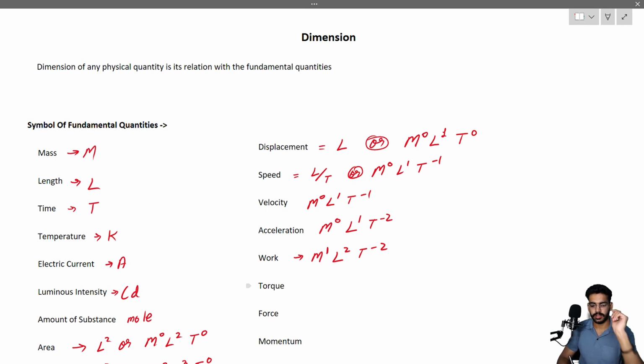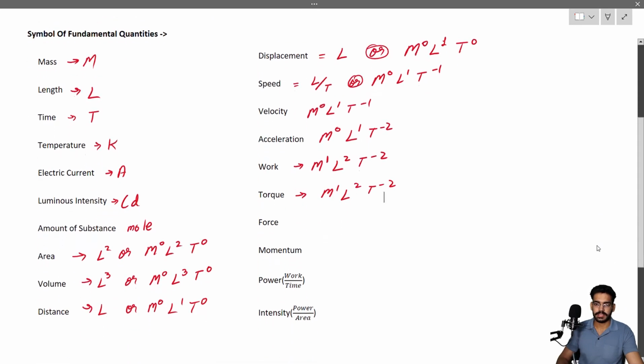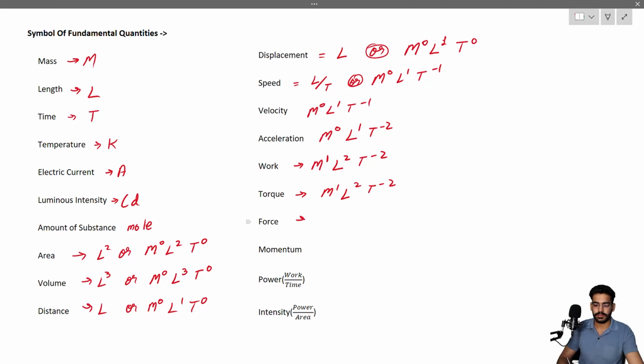Torque formula, I think you don't know. For the time being, just hold this. Torque is basically force into displacement, you can understand it that way. For the time being, just hold it, we will study this later. Leave this. For force we can write it easily.